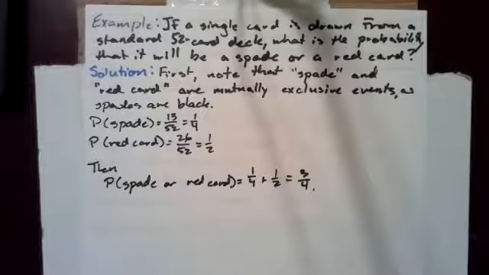For example, if a single card is drawn from a standard 52 card deck, what is the probability that it will be a spade or a red card? First, note that spade and red card are mutually exclusive events, as spades are black. The probability of drawing a spade is 13 out of 52, or 1/4. The probability of drawing a red card, that is a heart or a diamond, is 26 out of 52, which is 1/2. So the probability of a spade or a red card is 1/4 plus 1/2, which is 3/4.